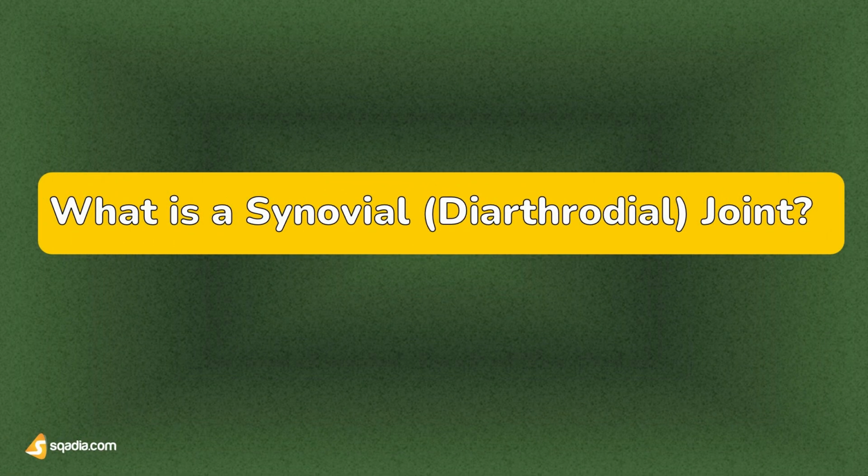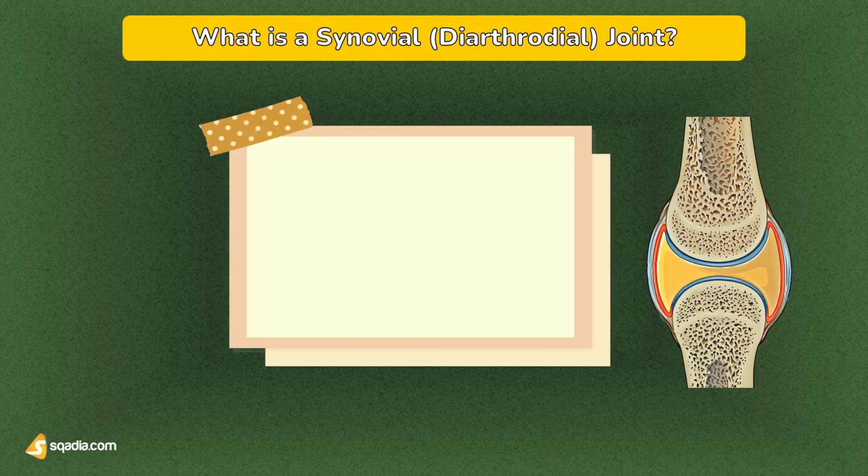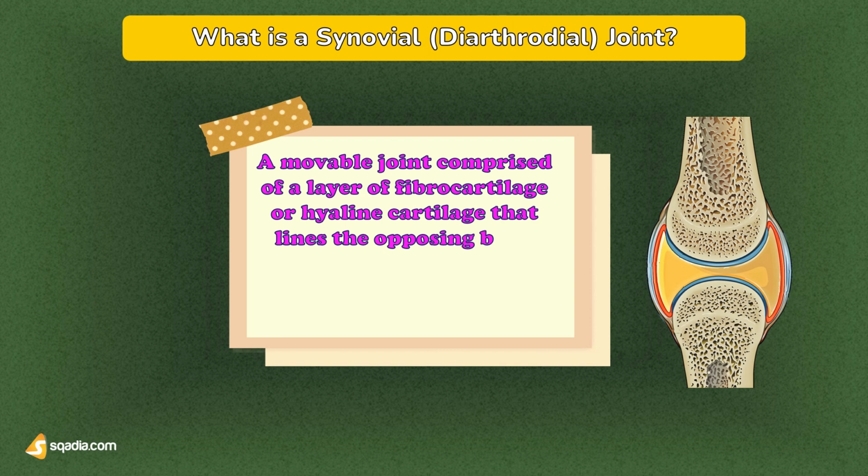A synovial joint is a movable joint comprised of a layer of fibrocartilage or hyaline cartilage that lines the opposing bony surfaces and lubricating synovial fluid in the synovial cavity.